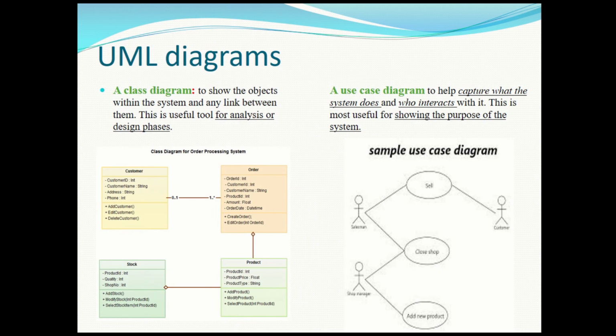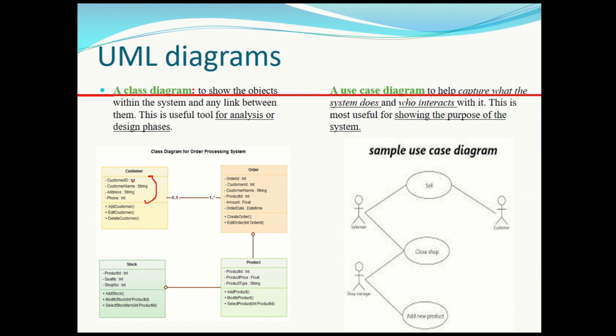Now let's take an example. For example, we have the class diagram. The class diagram is a very simple diagram that shows the links between all the objects in the system. The class is a blueprint. Here, for example, we have four objects or four classes: the order, the customer, the stock, and the product. For each one, we have the attributes, or information that can be saved for it.